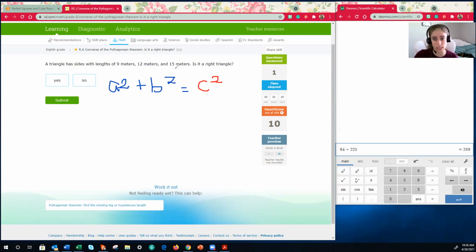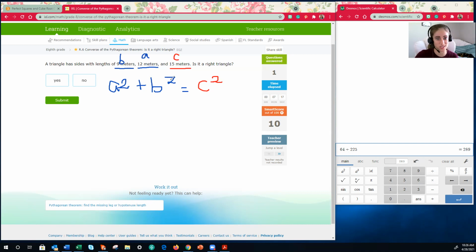15 meters is the longest. Therefore, that is our C. And then 9 and 12 can become our A and B. It doesn't matter the order, so I'm going to do them backwards this time just to prove it to you, because they won't always give you the information in order. So we can make 9 meters our B and 12 meters our A, because it doesn't matter with the legs which one's A and which one's B.